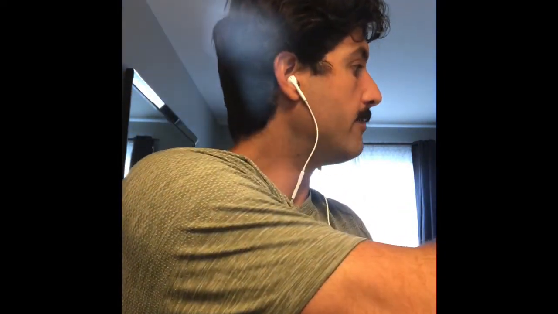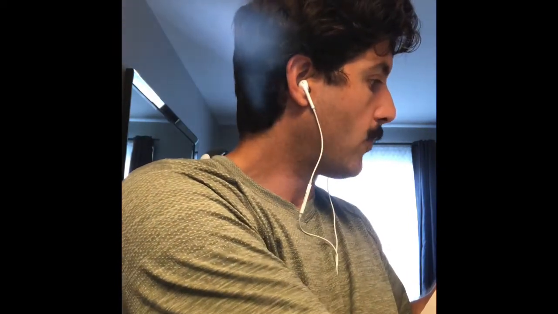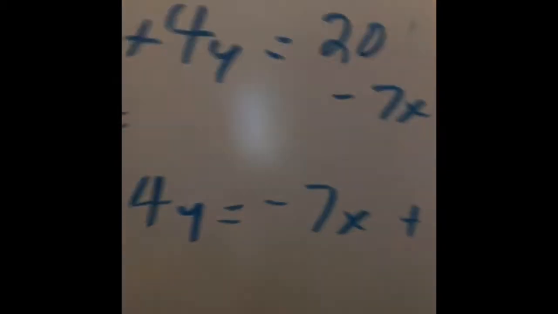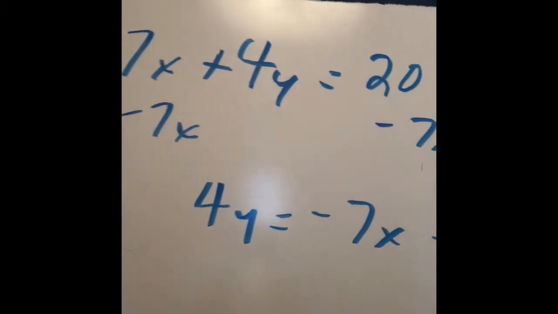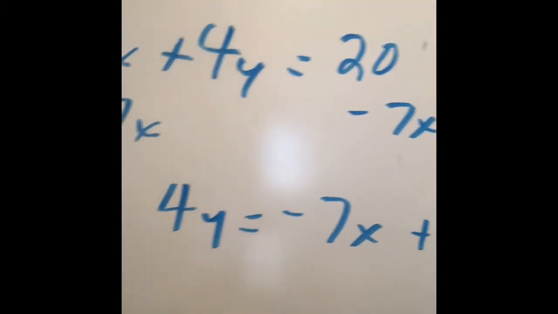The process, get y by itself, so we've got to subtract the 7x from both sides. And you end up with 4y equals negative 7x plus 20. Okay, this is straight algebra. We just subtracted the 7x, and we're left with 4y.